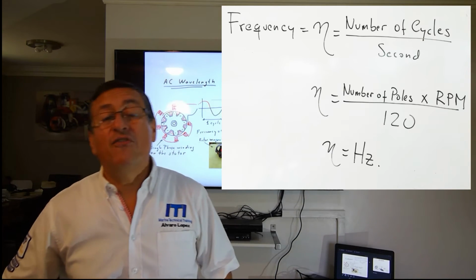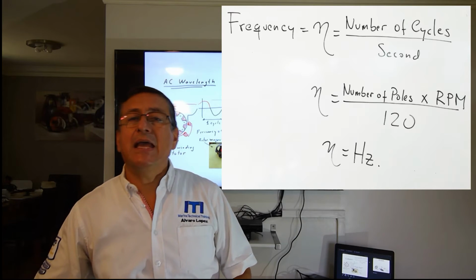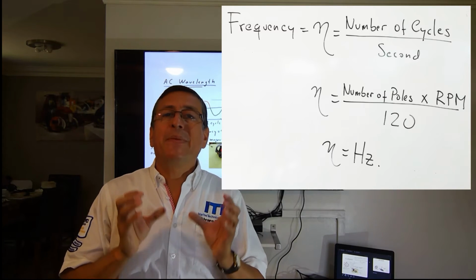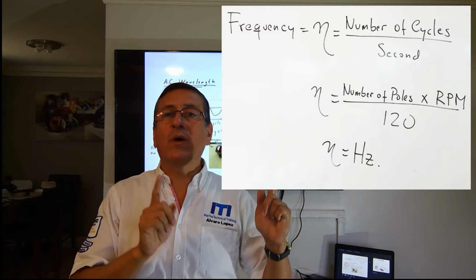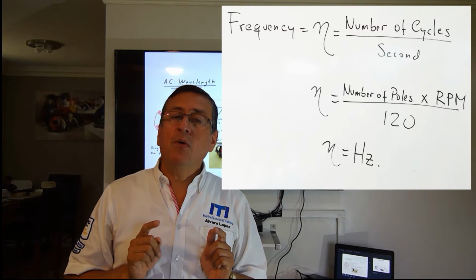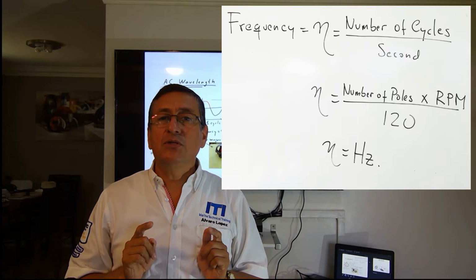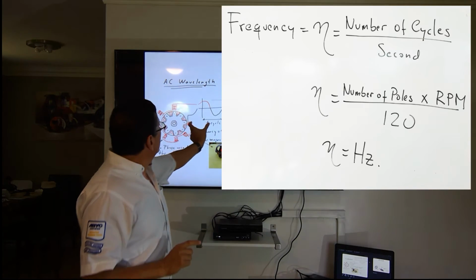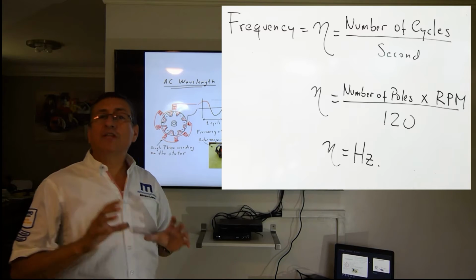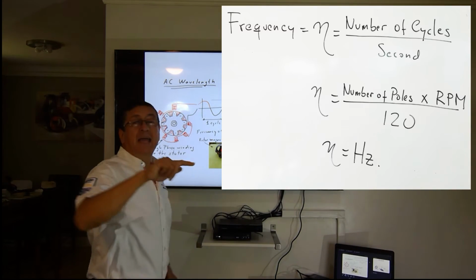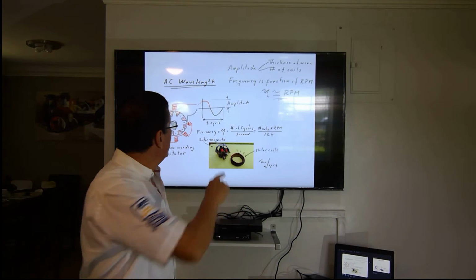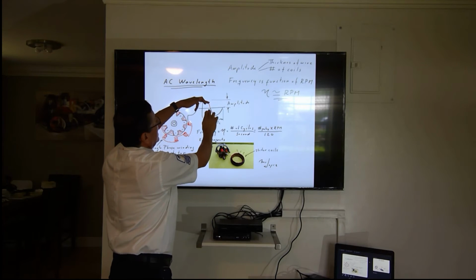What is the meaning of frequency? Frequency is the amount of cycles per second. The American power has 60 cycles in 1 second. The European power has 50 cycles in 1 second. This is 1 cycle.